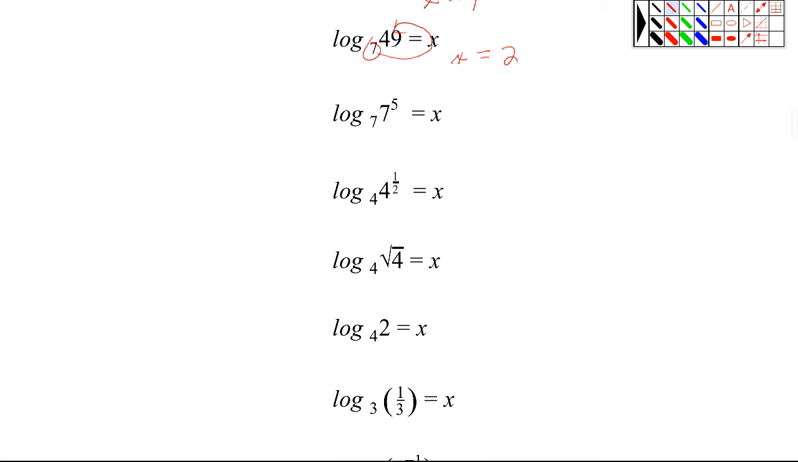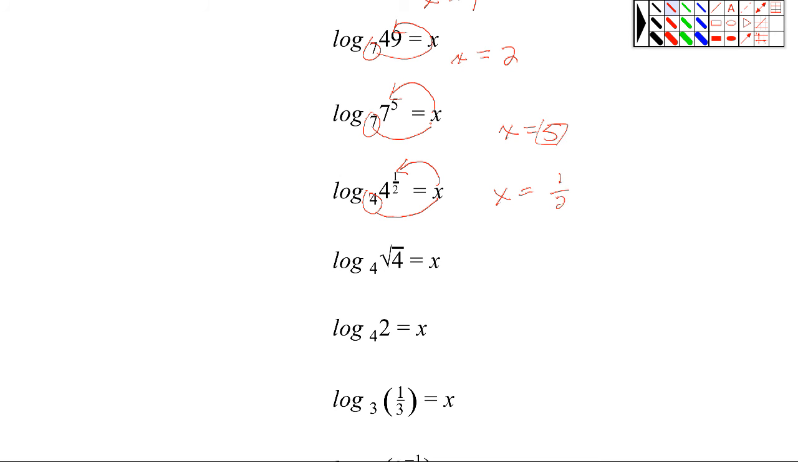What number do I raise 7 to in order to get 7 to the 5? Well, x is equal to 5, right? Because if I raise 7 to the power of 5, I will get 7 to the power of 5. Another silly one: what number do I raise 4 to in order to get 4 to the 1/2 power? Well, the answer is 1/2.